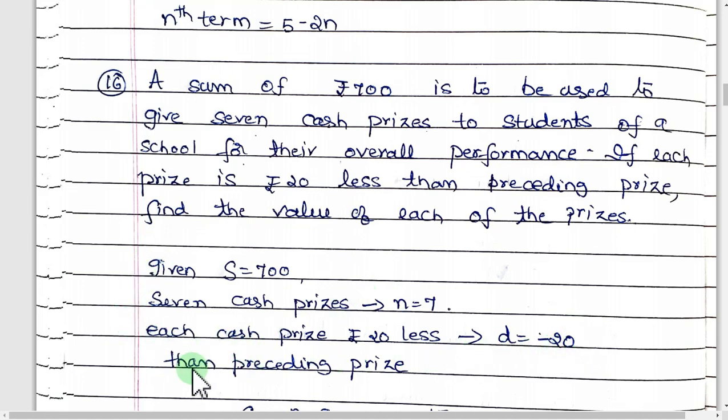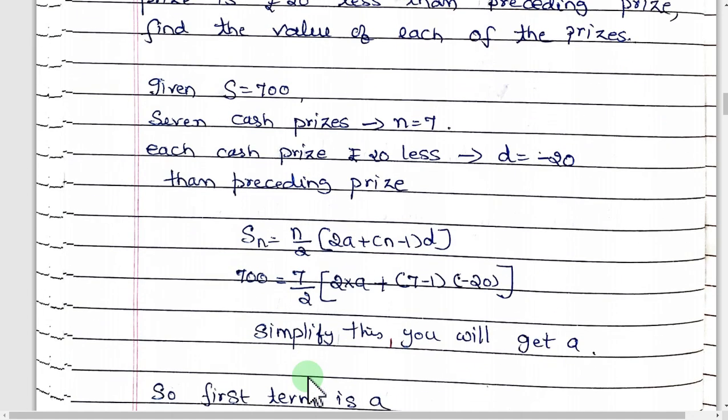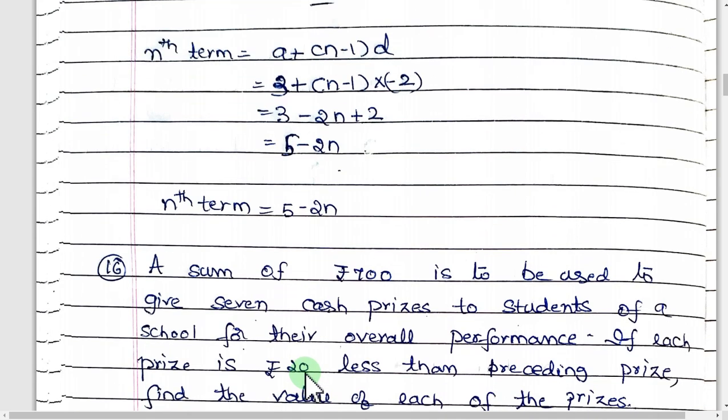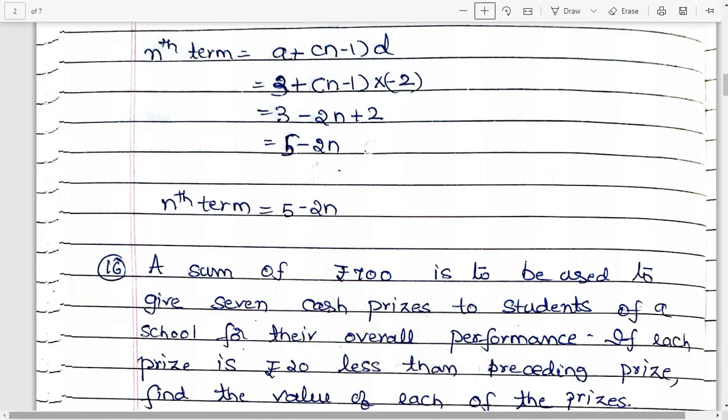I have done here. Last simplification steps you have to do. So we will read the question. A sum of rupees 700 is to be used to give 7 cash prizes to students of a school for their overall performance. If each prize is rupees 20 less than the preceding prize, find the value of each of the prizes.